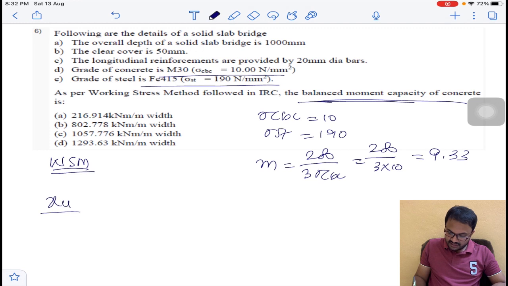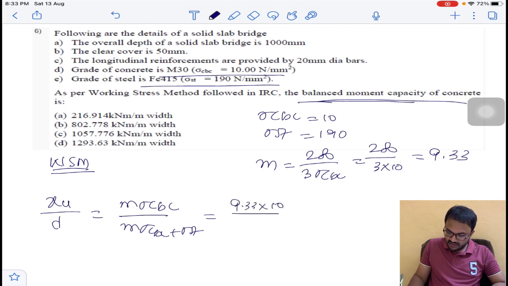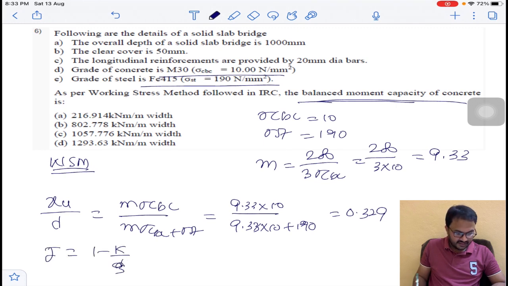And you need to calculate the critical depth of neutral axis to effective depth. That is m sigma CBC by m sigma CBC plus sigma ST. If you substitute 9.33 into 10, by 9.33 into 10 plus 190, you will get 0.329, and there is a factor j equal to 1 minus k by 3. Sorry, it is k by 3. This is k here. So that is 1 minus 0.329 divided by 3. It will become 0.89, approximately 0.9.